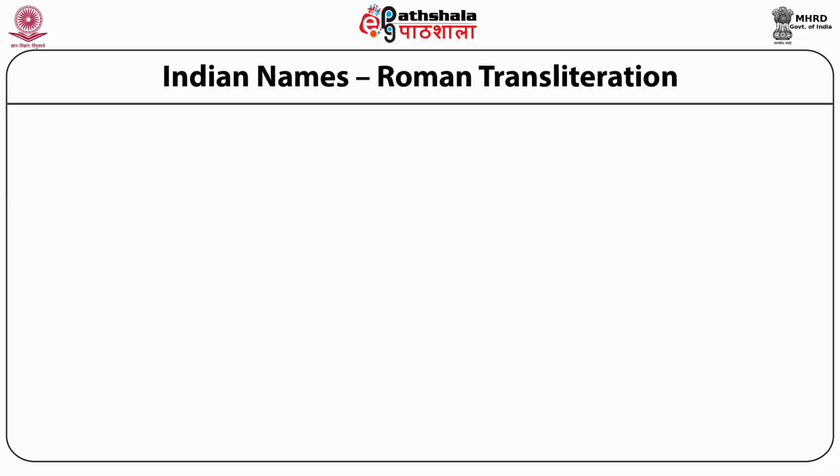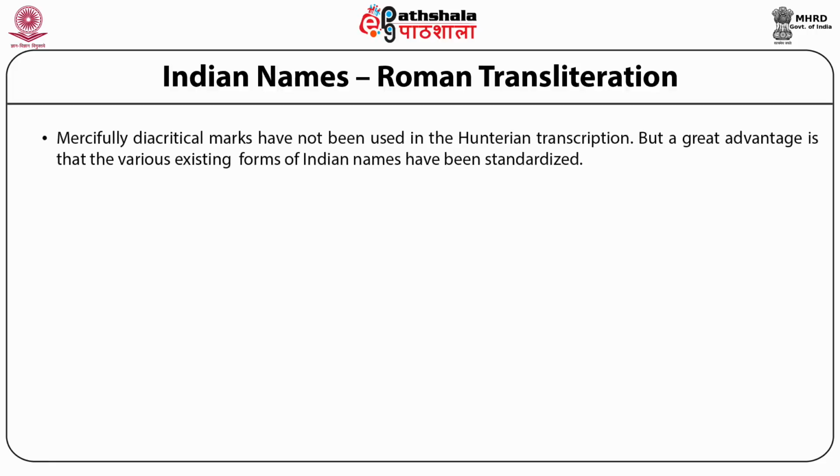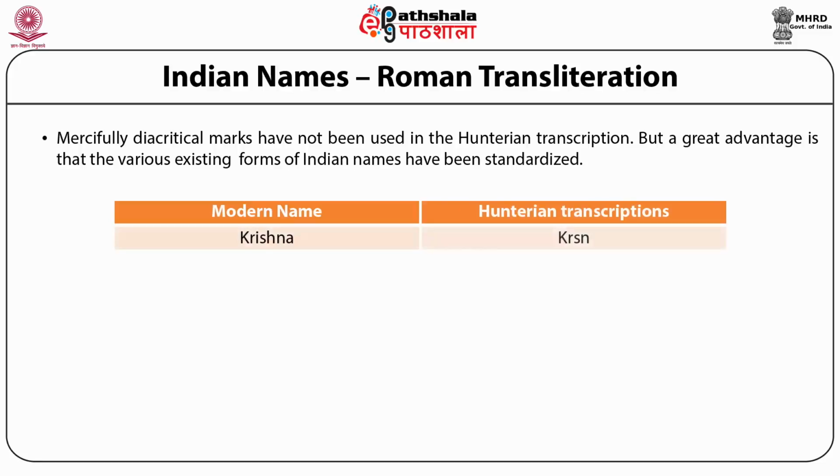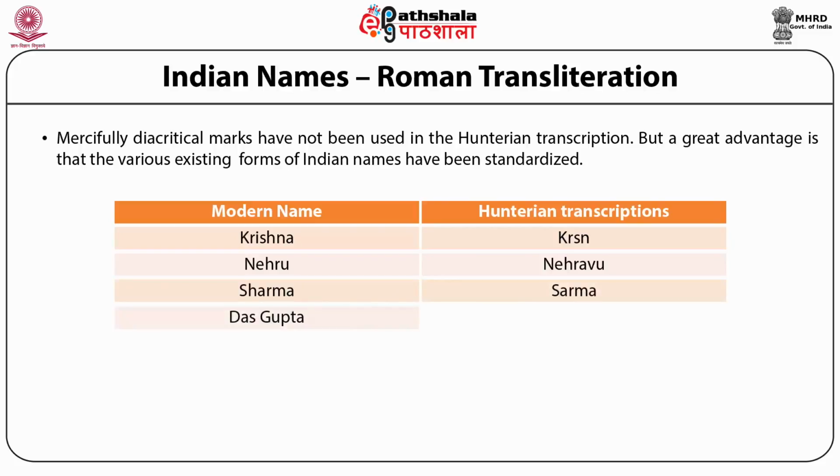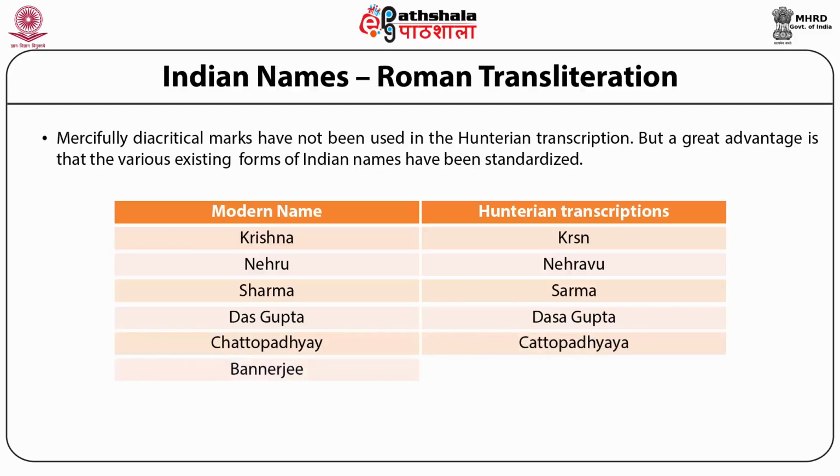Let us see how the Indian names are transliterated into Roman alphabets or Roman script. Of course, mercifully, diacritical marks have not been used in the Hunterian transcription, but a great advantage is that the various existing forms of Indian names have been standardized. The table compares the modern names and the Hunterian transcription. Krishna is written as KRSN, Nehru is written as Nehrua, Sharma is written as Sarma, Das Gupta, Dasa Gupta, Chatterjee is Chattopadhyay, Banerjee is Vandhopadhyay, and Bose is Vasu.